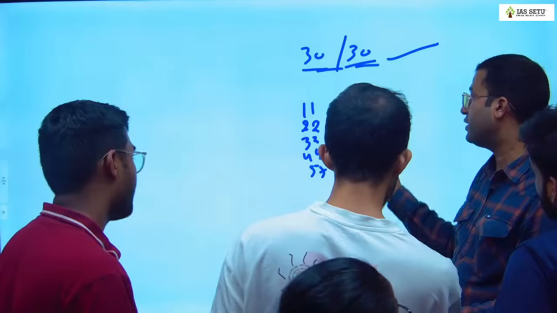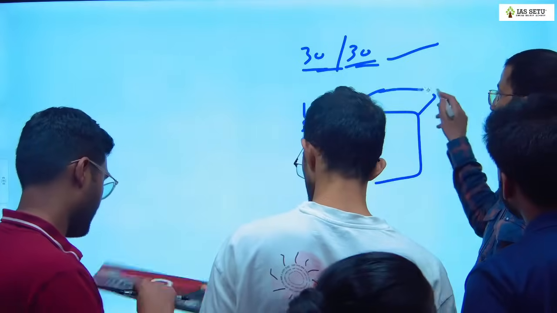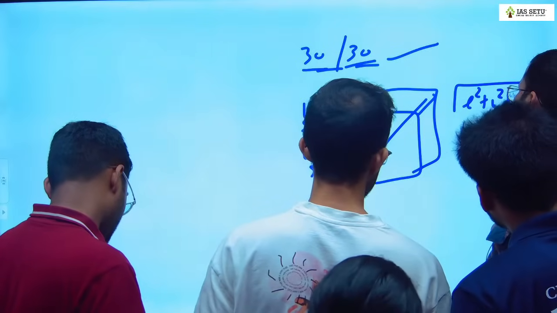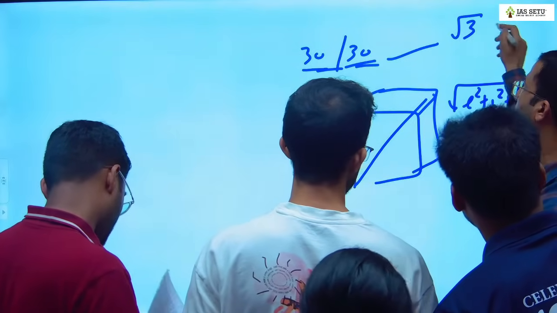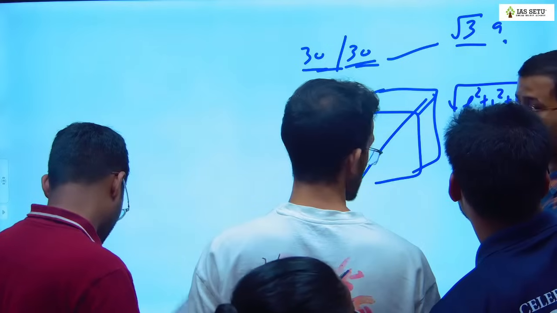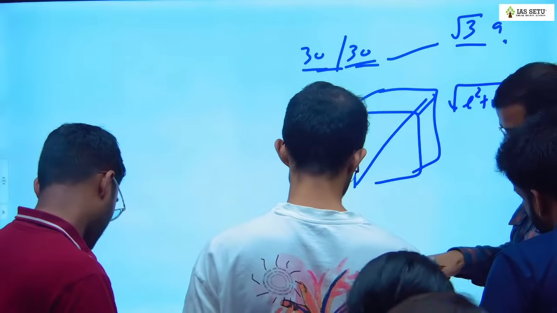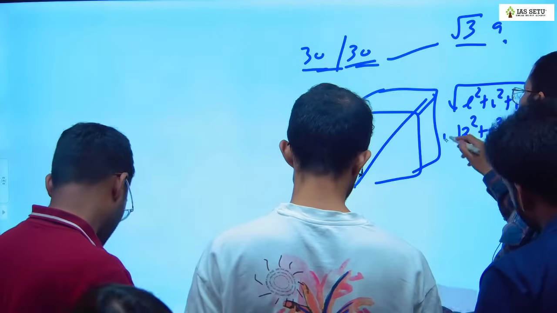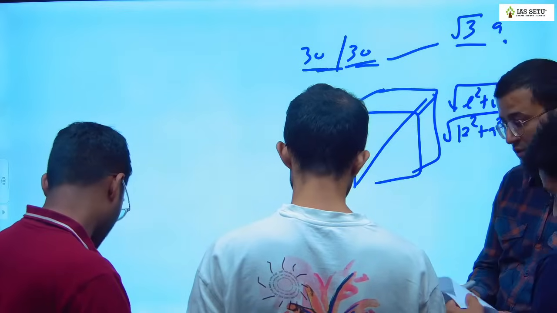This is like in a cuboid. What is the diagonal in a cuboid? This is the formula: under root L square plus B square plus H square. That is for a cube. For cuboid, this is the formula. This is given 12, 9 and 8. So it is 12 square plus 9 square plus 8 square under root. You get the answer.